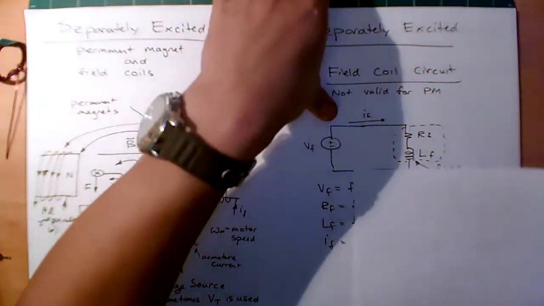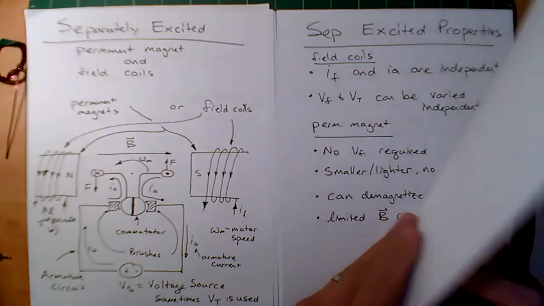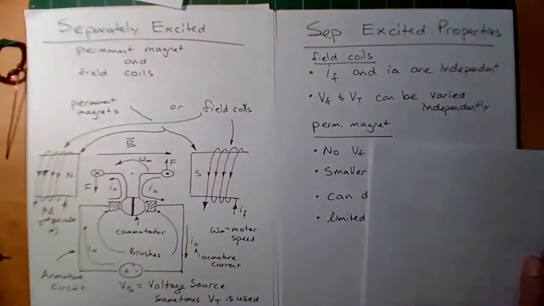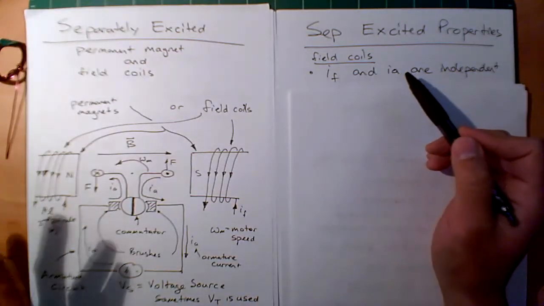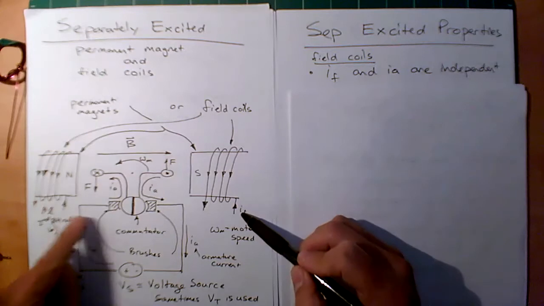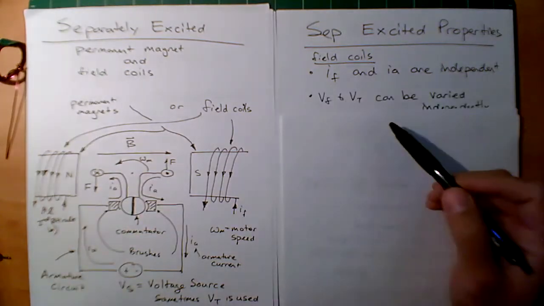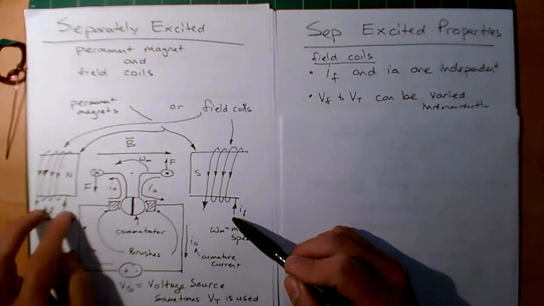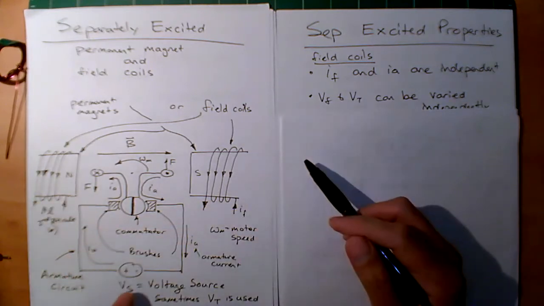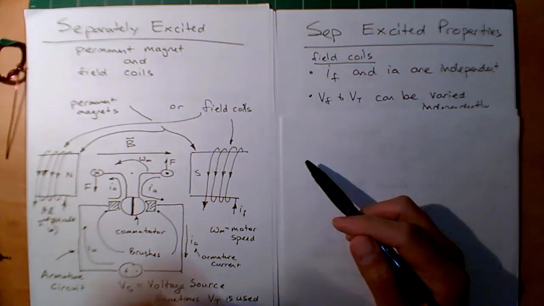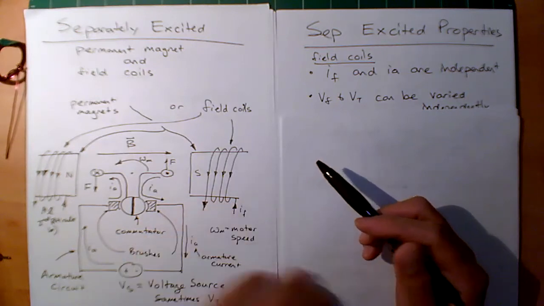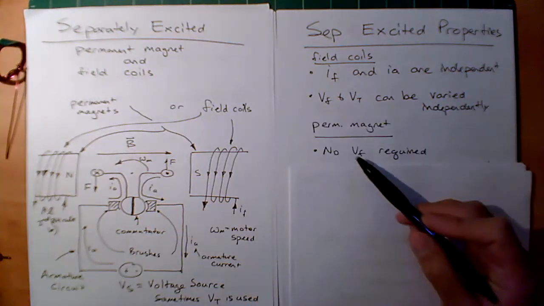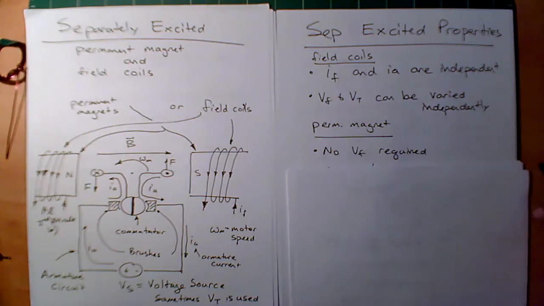And so these are all the terms. Okay. So let's look at some properties for this separately excited situation. IF and IA are independent, and that makes sense, separately excited, two different circuits, right? IF and this current IA are independent. VF, the voltage that would control this field current, can vary independently of this VS or VT. So if I want to get more flux density, I could just turn up this guy, right? Okay, what else? For a permanent magnet, no VF is required. Nice. Okay, so that actually could be a benefit as well for going with permanent magnets.